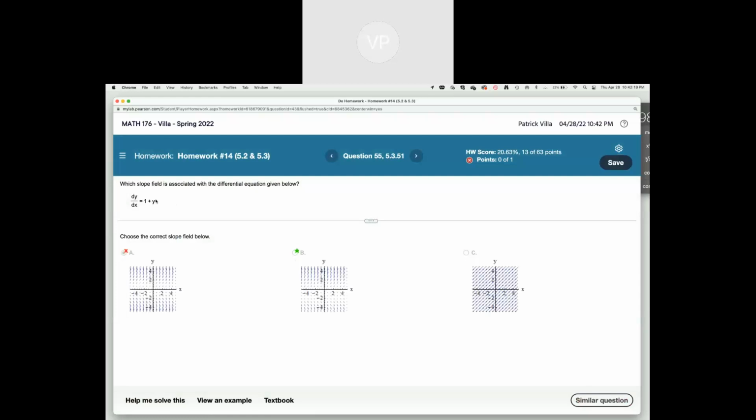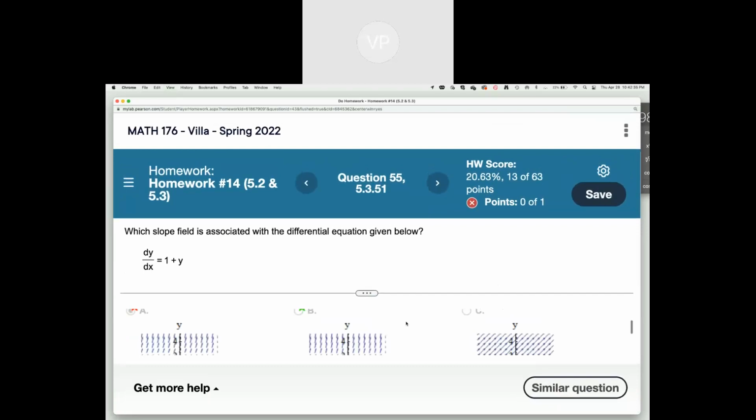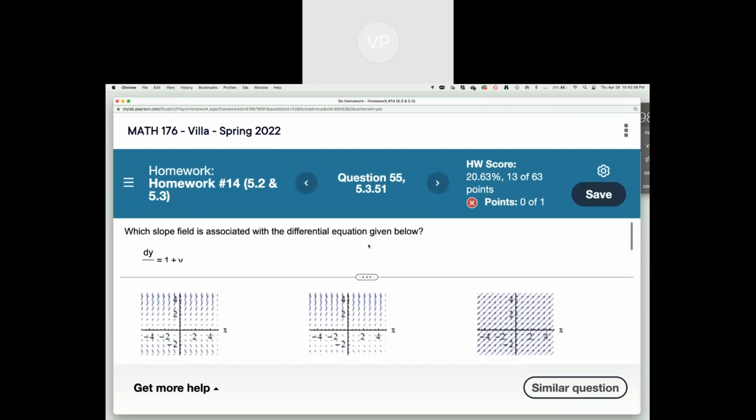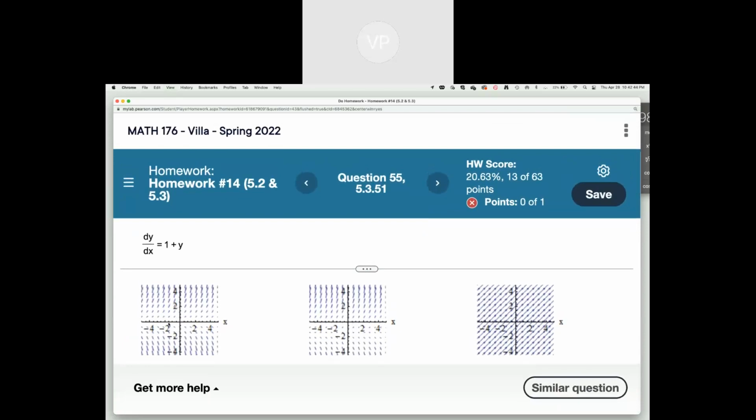Okay, which slope field is associated with this derivative? Now remember, we did one the other day, or earlier today. There's only a y. Let me zoom in a little bit so we can see this a little better. Okay, so there's only a y, and the idea is when you start plugging in different y's, what kind of slopes do you get? Let's start with the easiest one.